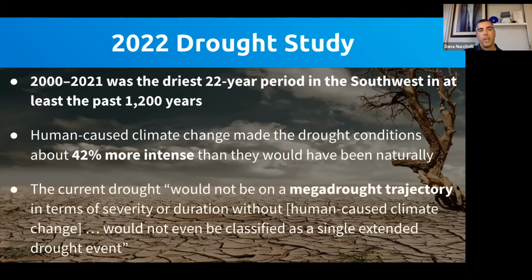And they concluded that the current drought would not have been on a megadrought trajectory in terms of severity or duration without human-caused climate change. In fact, it wouldn't even have been a single extended 22-year drought, because somewhere in that 22-year period, we would have had wet enough conditions that it would have created a break in the constant drought that we've been in the middle of. But because of that additional heat and dryness, we are in this record multi-decade drought right now.